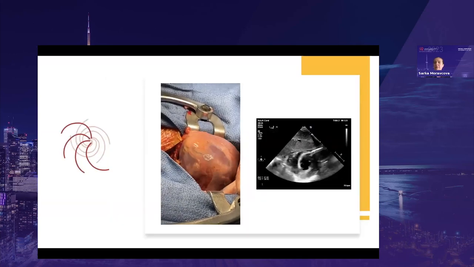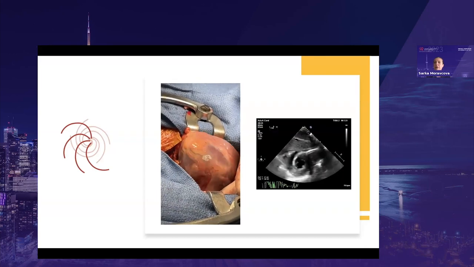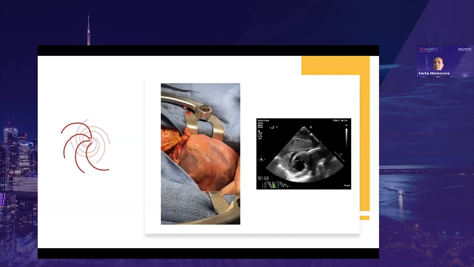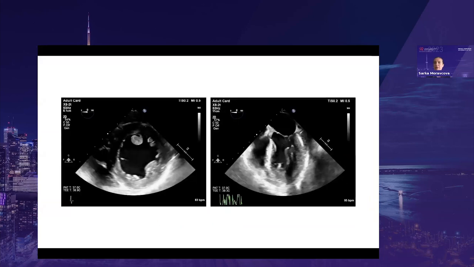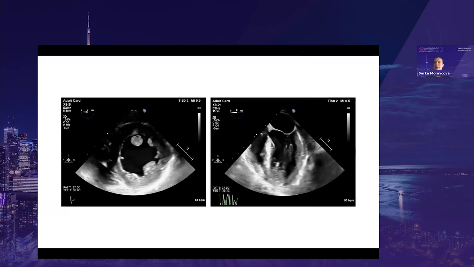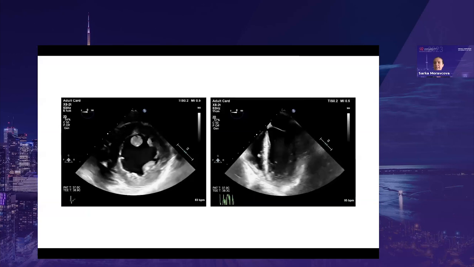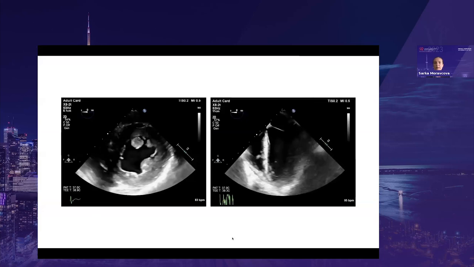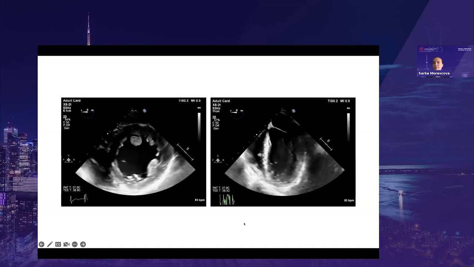Here is a video from the operating room. The apex of the heart is lifted and you can appreciate its twisting motion. Now observe the longitudinal and radial function of the left ventricle on transesophageal echo images. Also, hopefully you can see the circumferential sliding of the epicardium in the left-sided image.